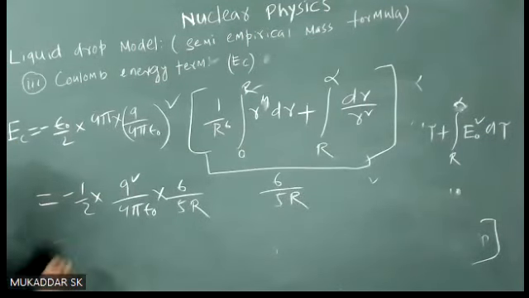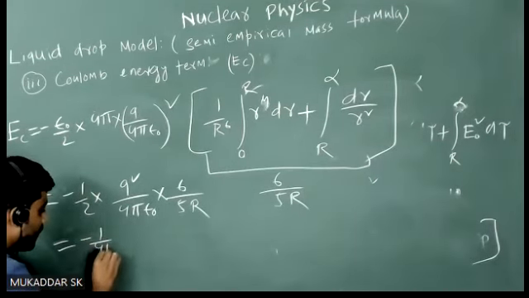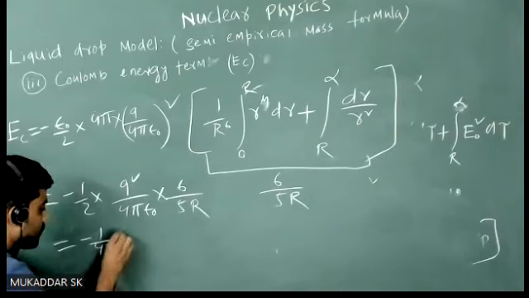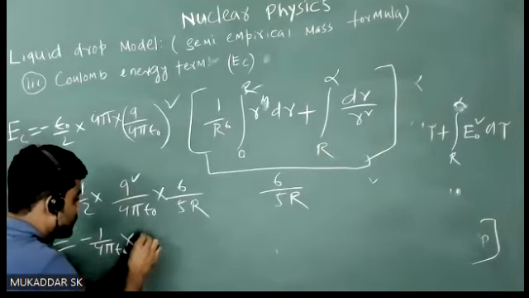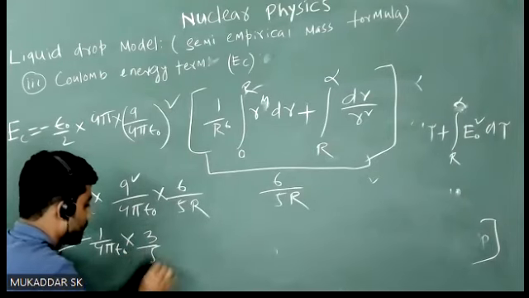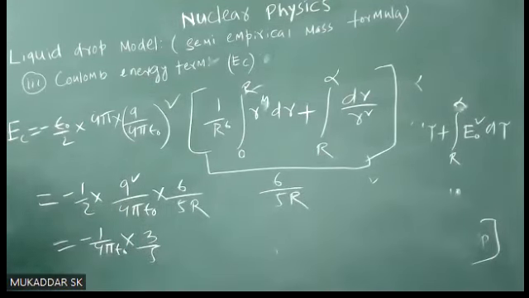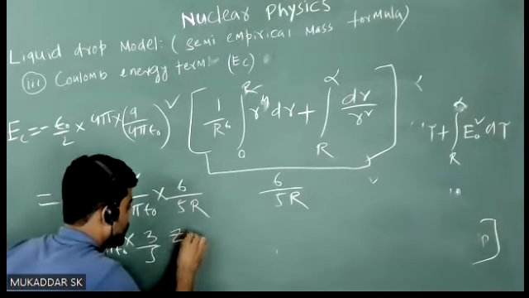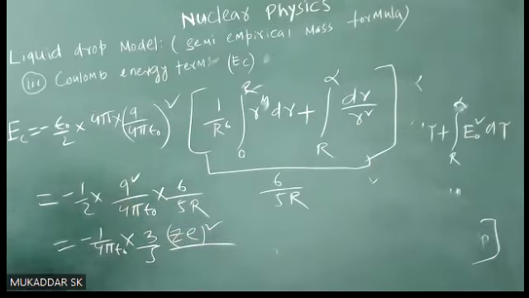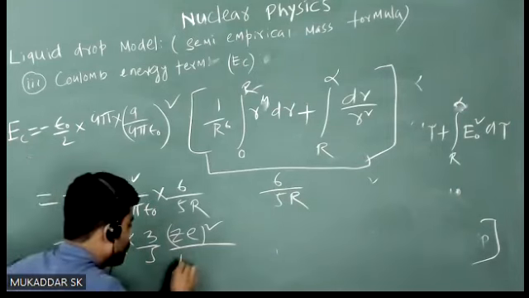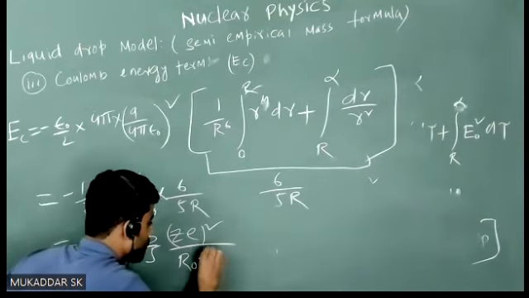Good. So now you will have -1 by 4 pi epsilon naught, then 3 by 5 into Q. What is the charge inside the nucleus? ZE. Exactly. So it will be ZE square divided by R, and R is basically the radius. So the radius is R naught A to the power 1 by 3.